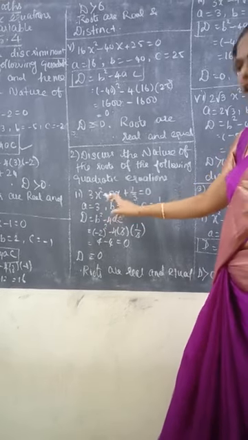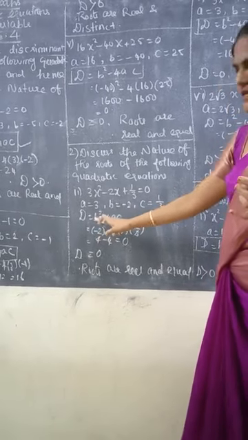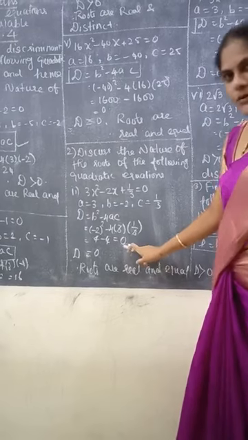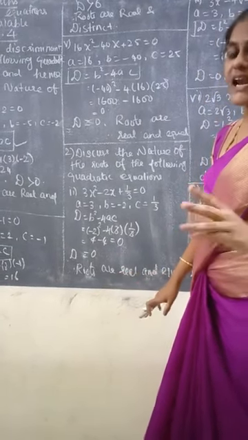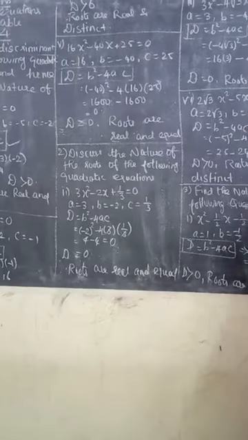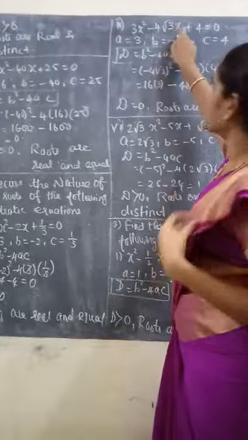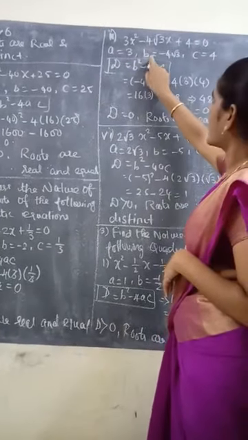What is a? 3. What is b? Minus 2. What is c? 1 by 3. So the discriminant is b squared minus 4ac. Apply this, you will get 0. We know the discriminant value is equal to 0. Now the condition is that the roots are real and equal. Next, third sum. 3x squared minus 4 root 3x plus 4 equal to 0.